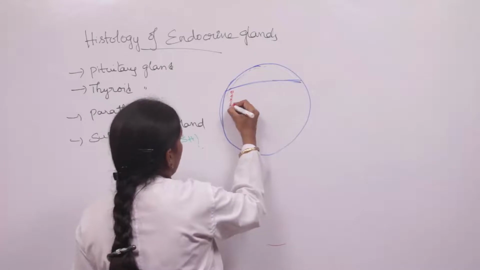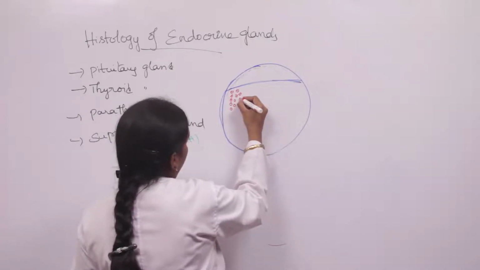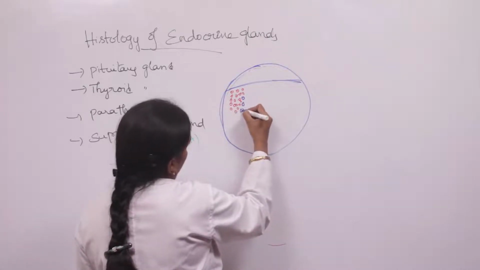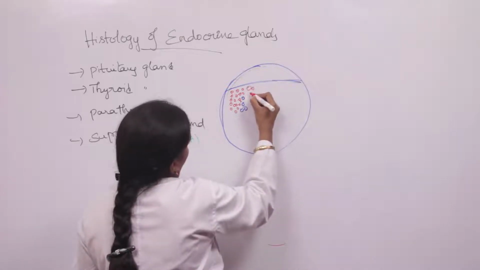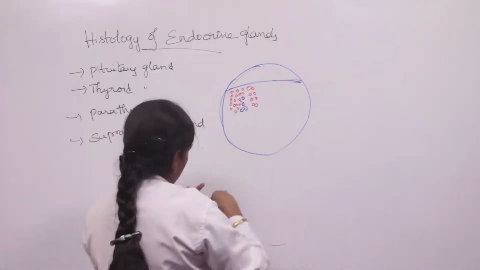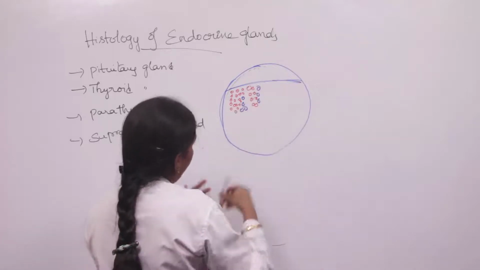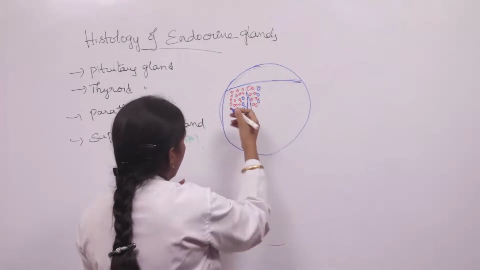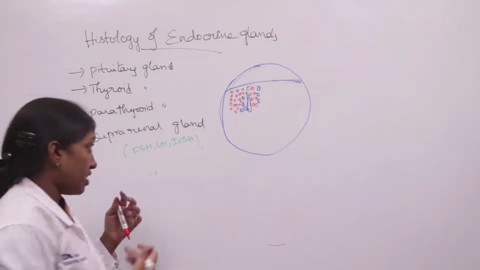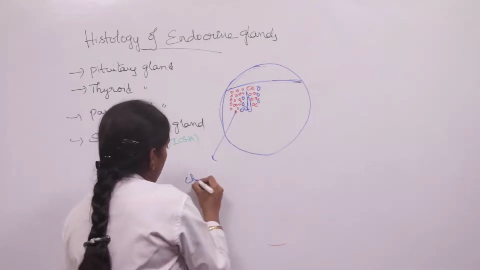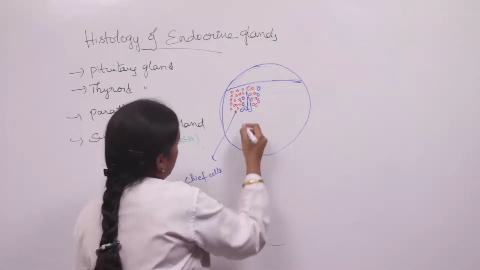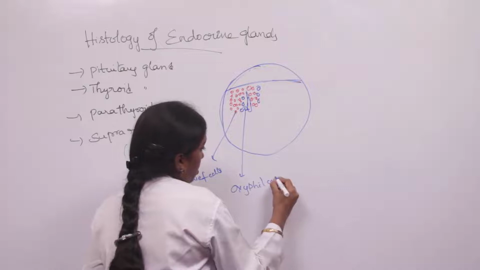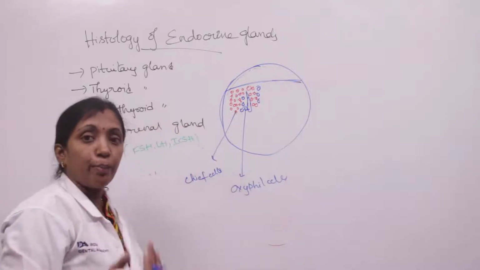cords of cells separated by sinusoids. These cells are of two types, chief cells as well as the oxyphil cells. Oxyphil cells are comparatively larger when compared to the chief cells.